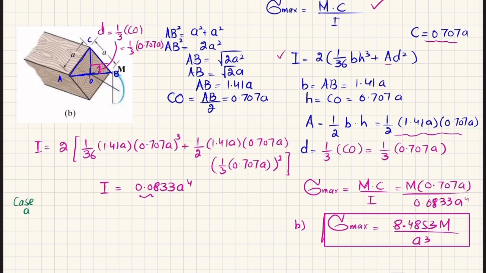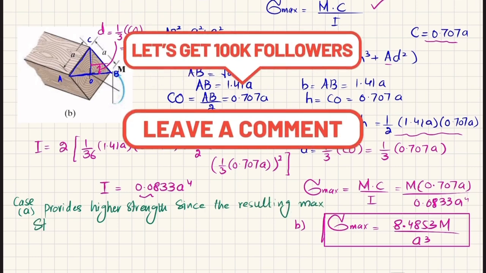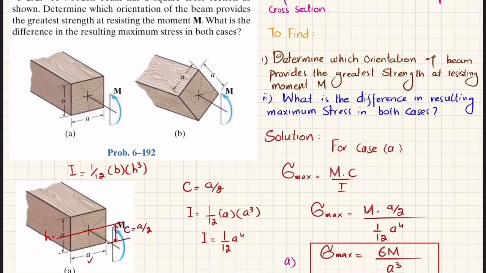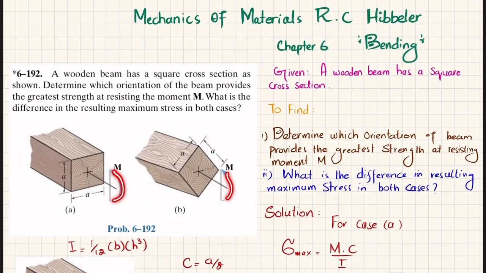So case A provides higher strength since the resulting maximum stress is less for a given moment and A. Clear? You have seen that both have the same M and both have the same A. So this is giving you maximum bending stress here that is less than the maximum bending stress over here. Clear? So it means that this is producing maximum strength, or it is resisting this moment greatly.